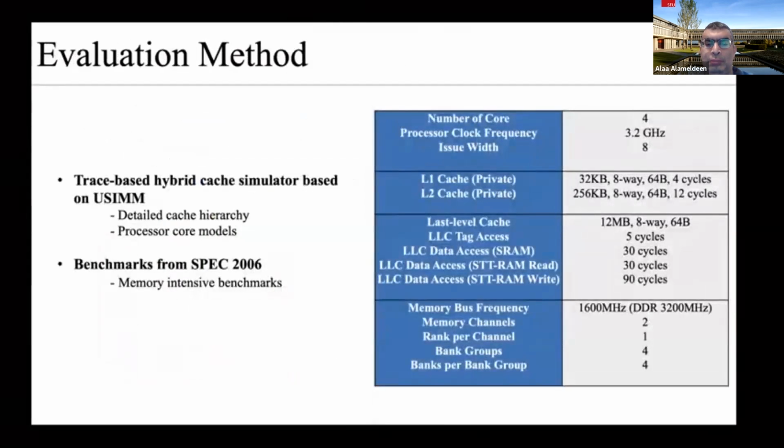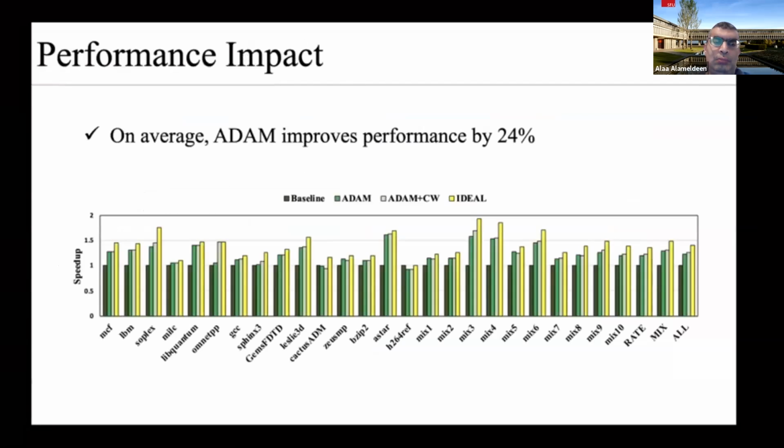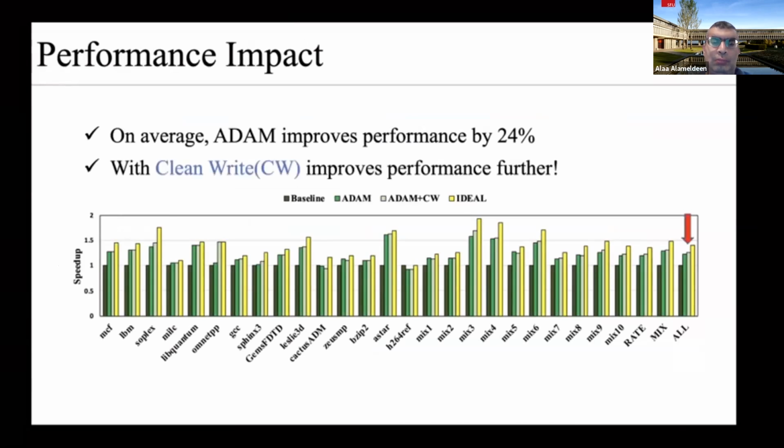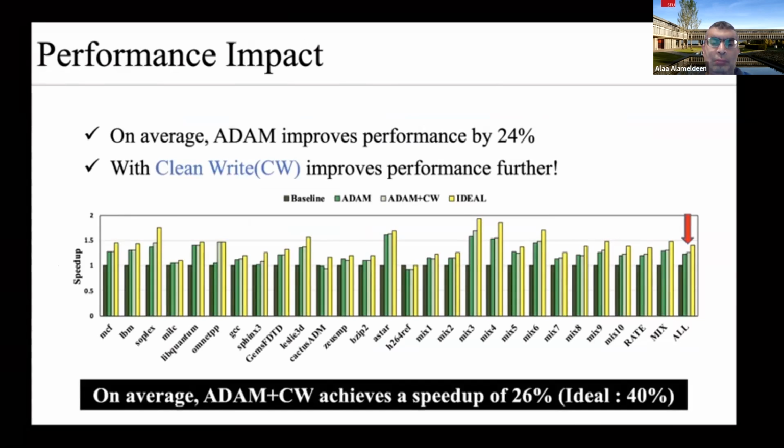The table is our baseline system configuration. We used a trace-based hybrid cache simulator based on USIM, and we utilized memory-intensive benchmarks from SPEC 2006. Performance impact of Atom: on average, Atom improves performance by 24% from baseline. The clean write method improves performance further. On average, Atom with clean write achieves a speedup of 26%.